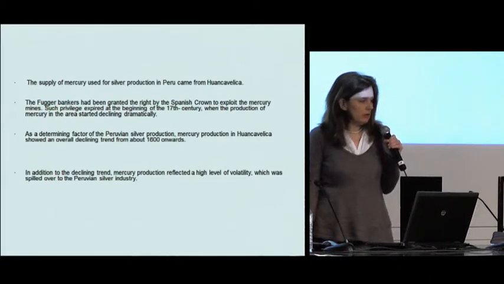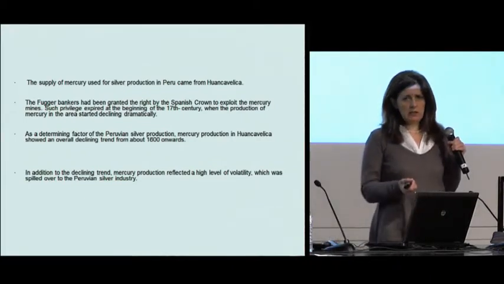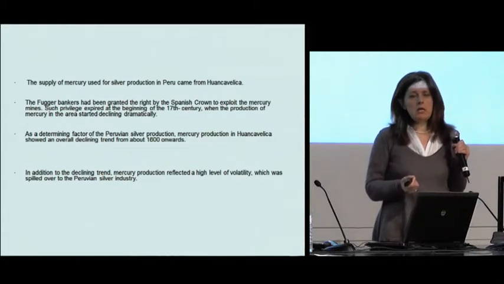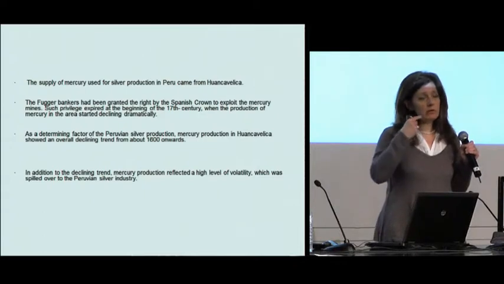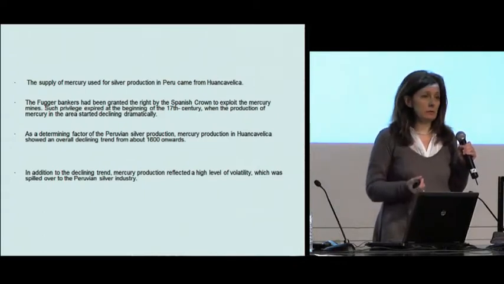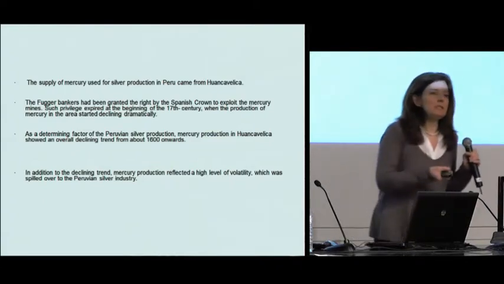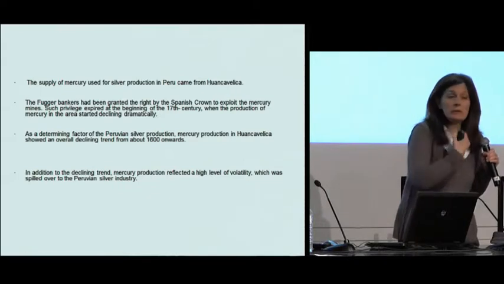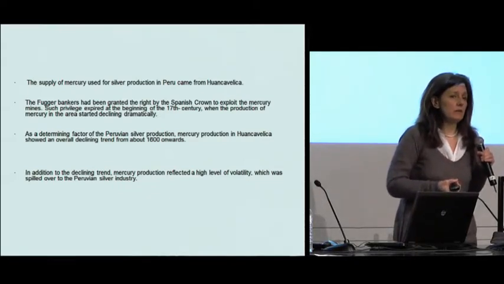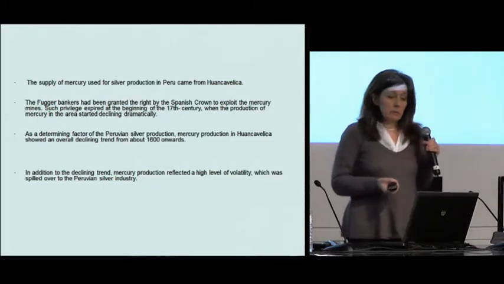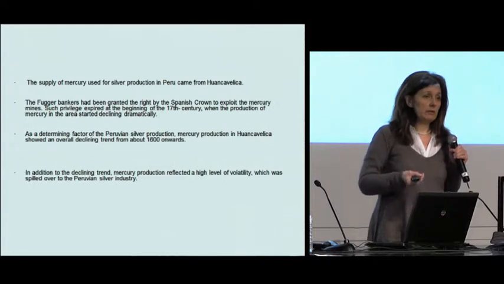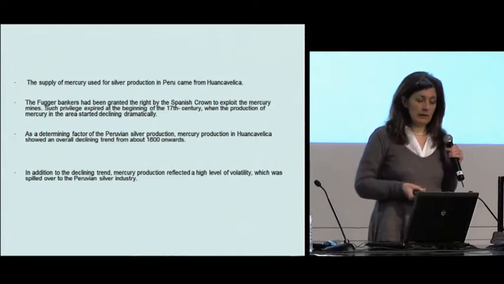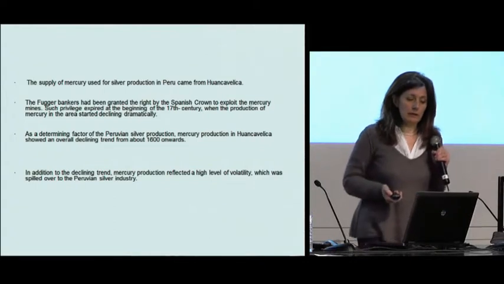So the volatility in the production of silver was linked to the nature of mining as such on one hand, and also to the nature of the quicksilver production, which was quite volatile too. And if we compare volatilities in the quicksilver production, we see that the quicksilver produced in Peru was much more volatile than the one produced in Almadén.